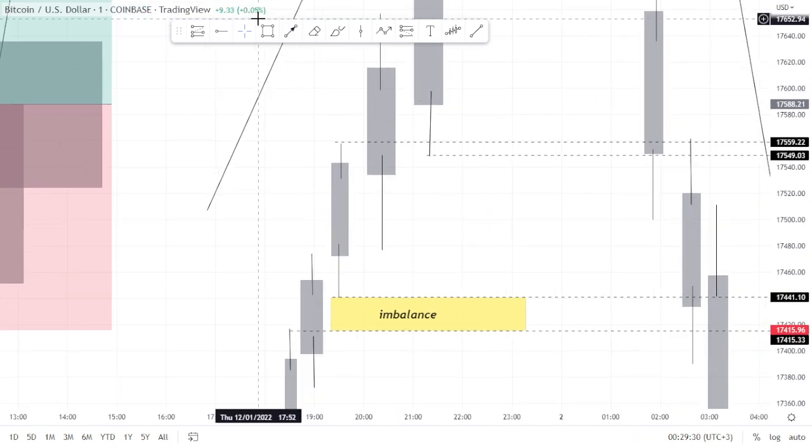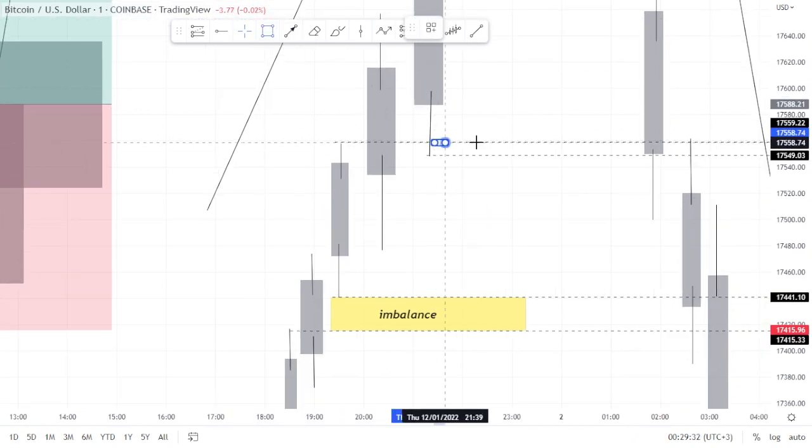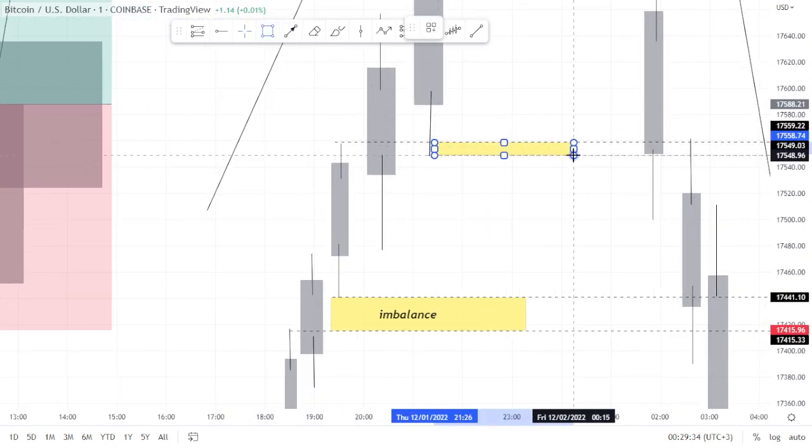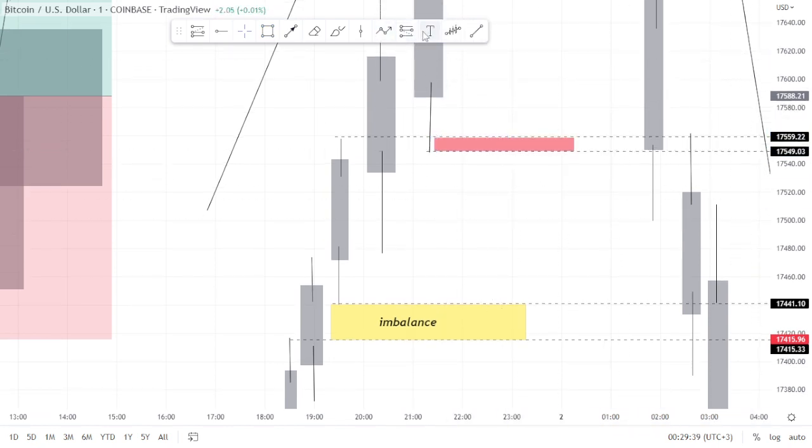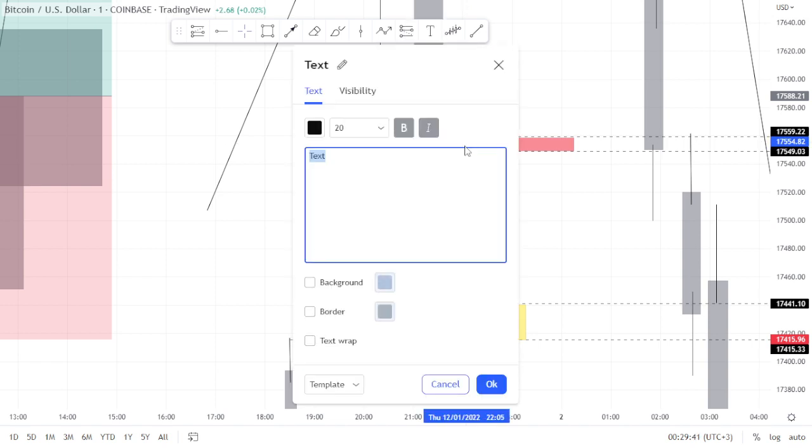You understand? They have crossed over, which means there is no imbalance. Let me make this red. There is no imbalance, or the zone has been mitigated. We say the zones have been mitigated, or the zones have been filled.